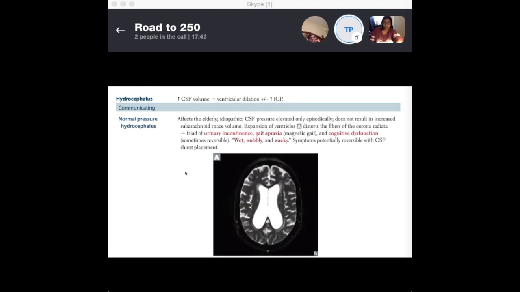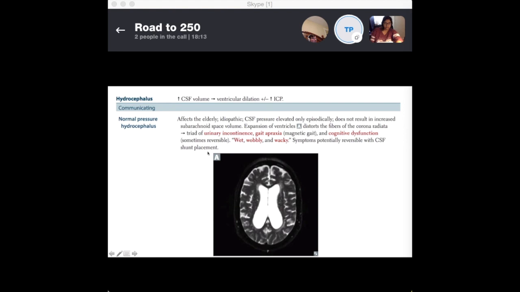Then normal pressure hydrocephalus. Normal pressure hydrocephalus falls under the communicating type. So again, there's no obstruction. Everything is communicating within. It's commonly seen in elderly patients. The ventricles are abnormally dilated, but CSF pressure is not elevated. So no increase in ICP in normal pressure hydrocephalus.